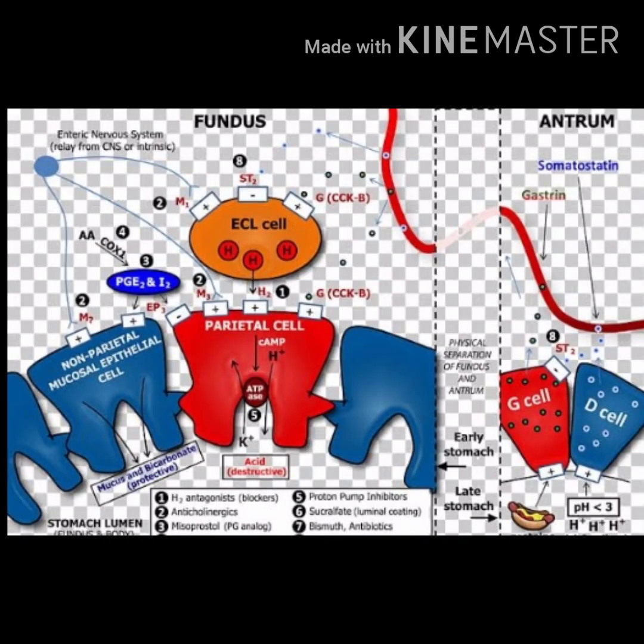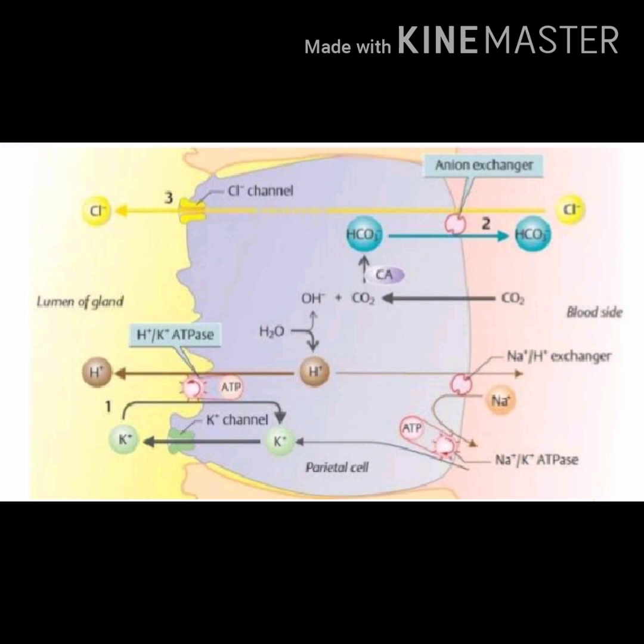We know the stomach has 4 regions. The first is the cardia, then the fundus, body and antrum. Here the parietal cells are present in the fundus region, and in the antrum region the G cells and D cells are present. In the fundus there is a parietal cell which secretes the HCl. There is an ATPase pump, which is explained in detail in this image.